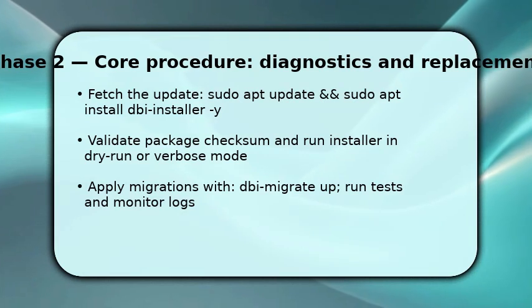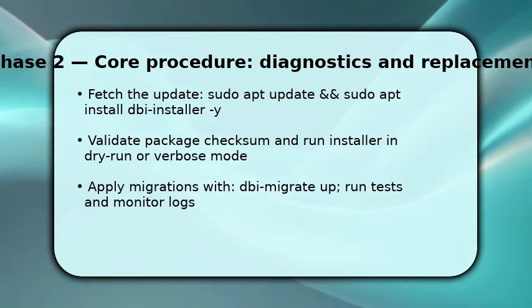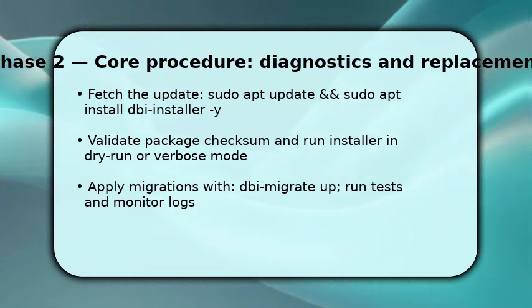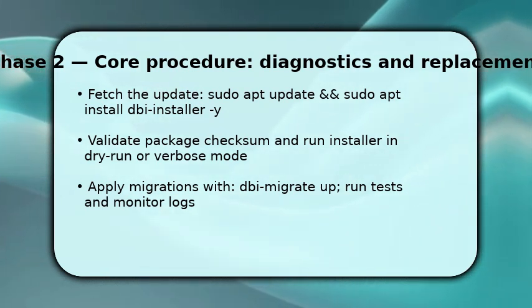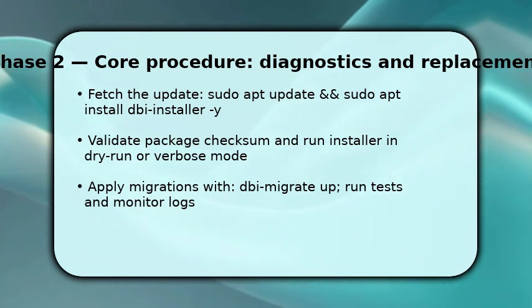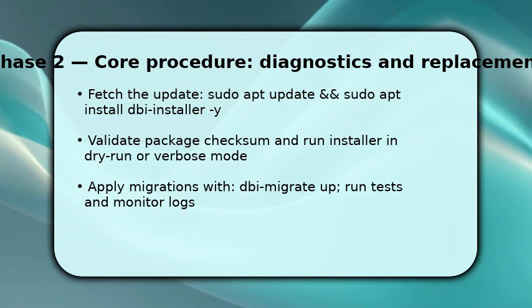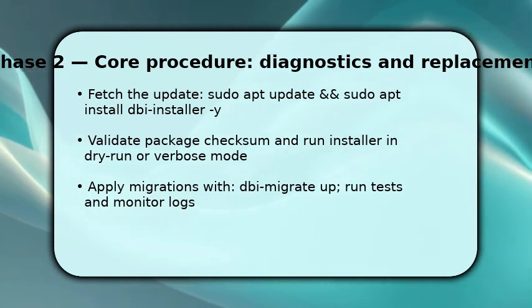You now fetch and install the update, focusing on verification and controlled execution. First, update package lists and pull the new installer. Include a checksum validation to confirm integrity because corrupted packages break deployments. Then run the installer in dry run or verbose mode to preview changes.